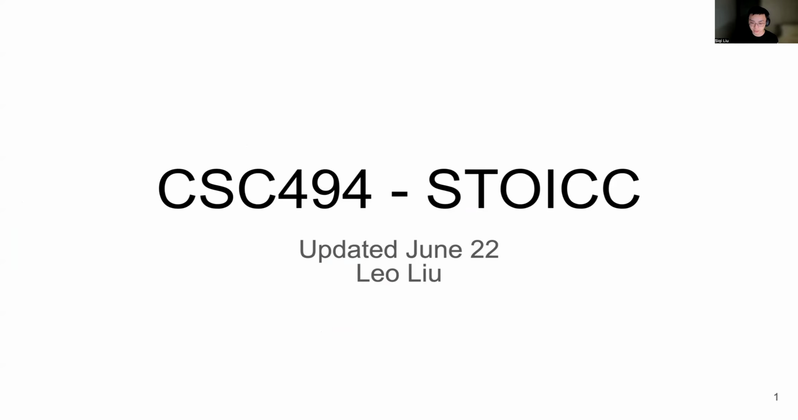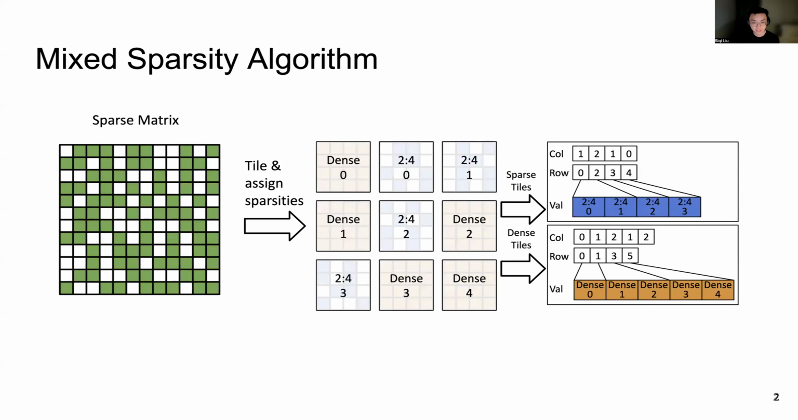So I'm on a Stoic project which is adding sparsity support to Triton. In case you haven't seen them before, I saw these slides from Aria. Essentially what we want to do is we have a sparse matrix and we want to assign them some sparsities.